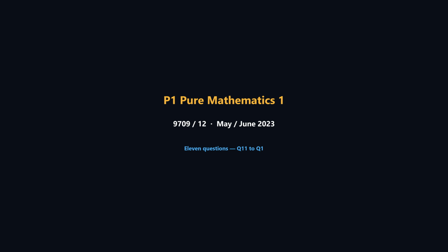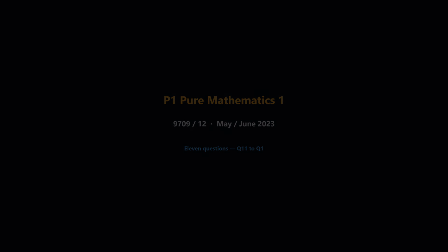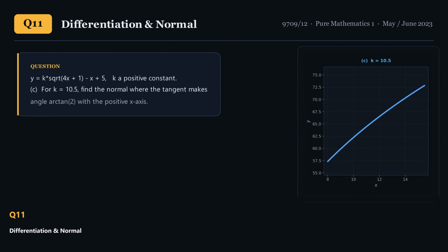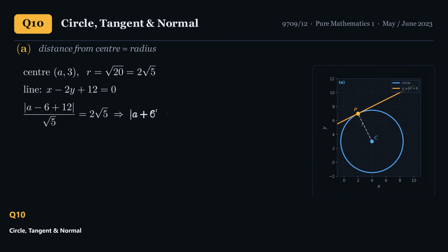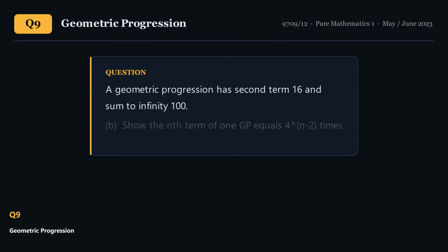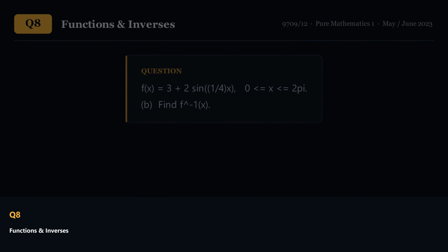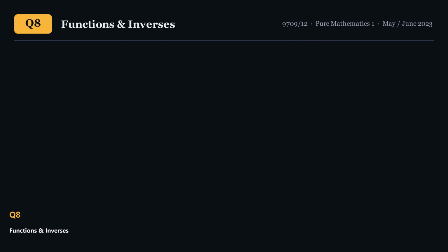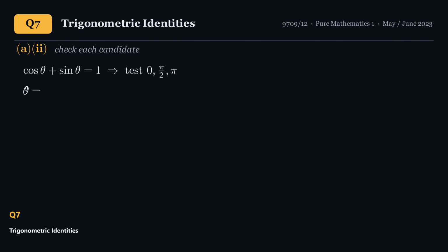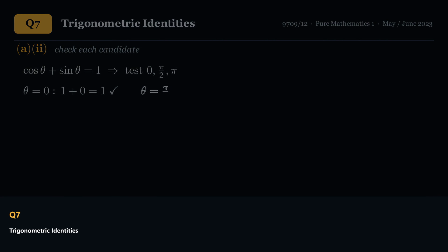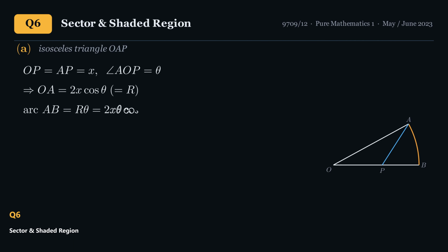Can you spot the idea that unlocks each one? Differentiation and normals on a curve. Circle geometry, tangent and normal lines. Geometric progressions linked across two series. Functions, inverses, and graph transformations. Trigonometric identities and equations. Sectors, triangles, and a shaded region.